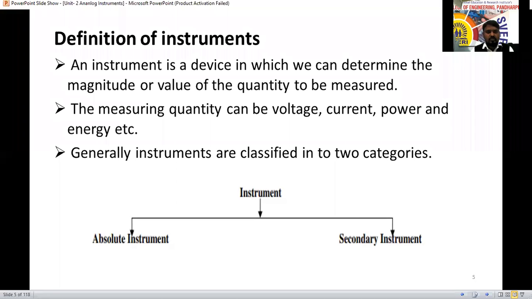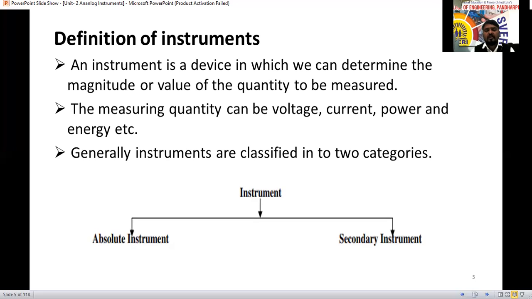So the word instrument means a device actually. It is a device which we can use to determine the magnitude or some value of the quantity which is going to be measured. The measured quantity may be voltage, current, power, energy, power factor, frequency, all the things. So we can consider these electrical parameters. Those are the quantities we are going to measure by using an instrument, which we are going to call a measuring instrument.